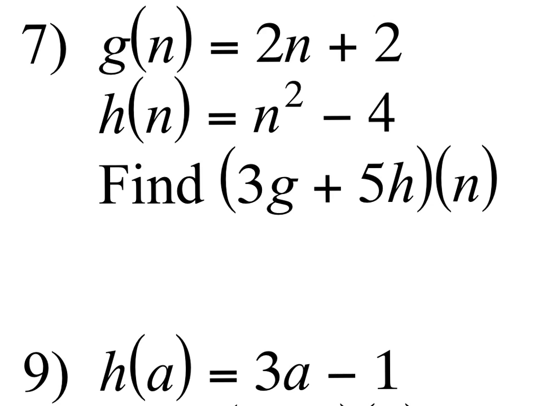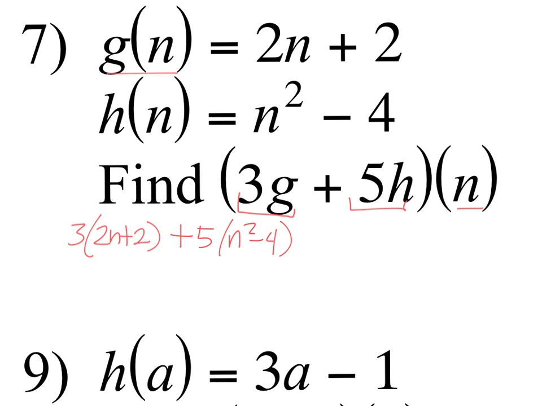Here we've got g of n is equal to 2n plus 2. We've got h of n is equal to n squared minus 4. I'm looking for 3g plus 5h of n. In other words, 3 times g plus 5 times h, and then we're going to combine those like terms. So 3, and g is 2n plus 2. And then plus 5, and h is n squared minus 4. And we're going to keep this in n.